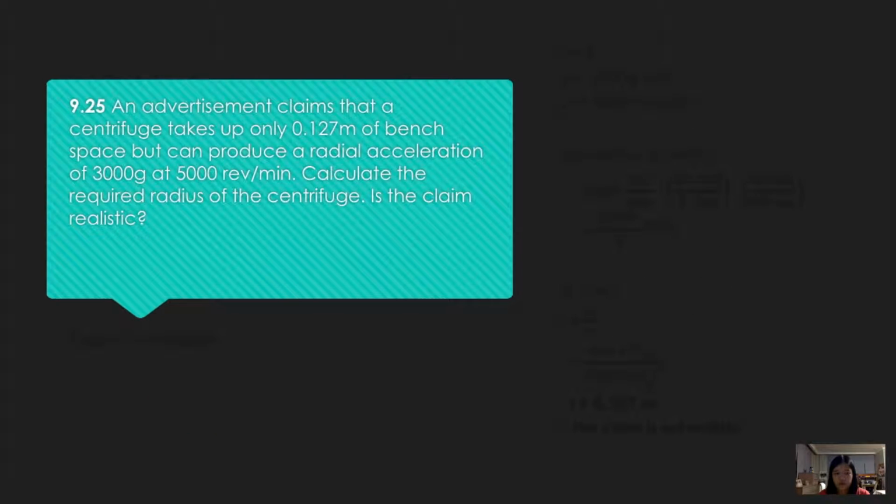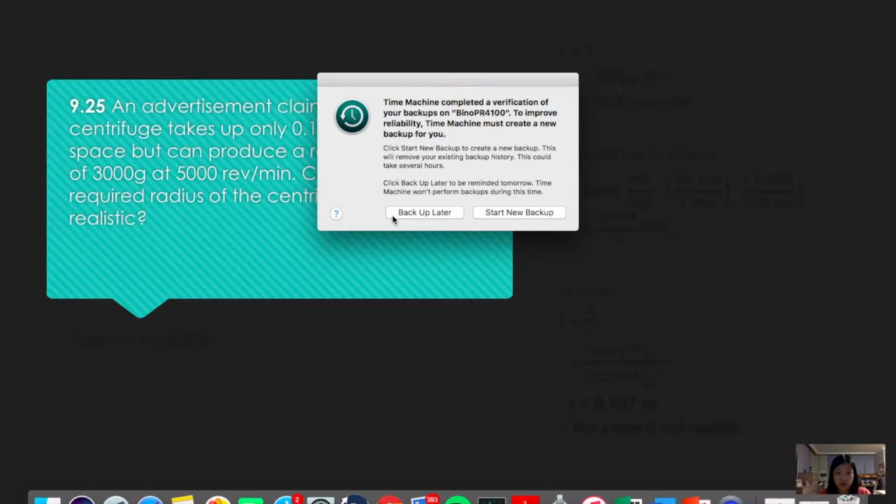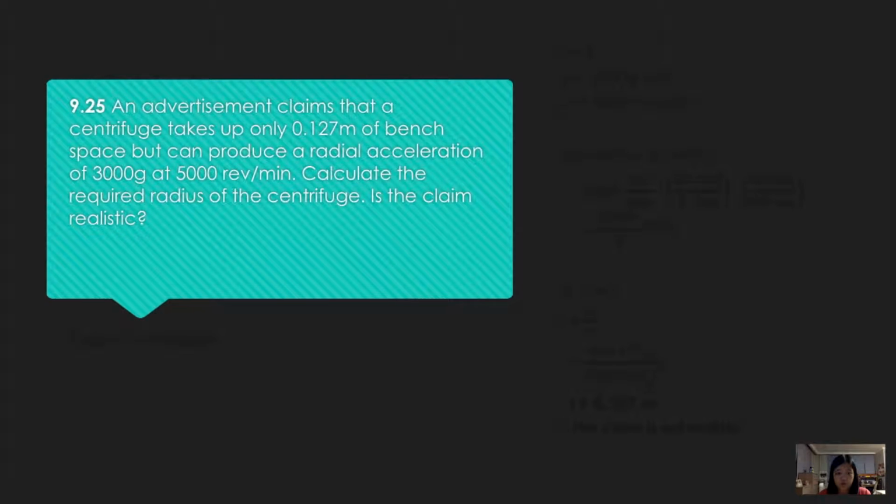Now 9.75, an advertisement claims that a centrifuge takes up only 0.127 meters of bench space but can produce a radial acceleration of 3000 g at 5000 revs per minute. Calculate the required radius of the centrifuge. Is the claim realistic? Now, 0.127 meters bench space means a radius at most of 0.0635 meters.